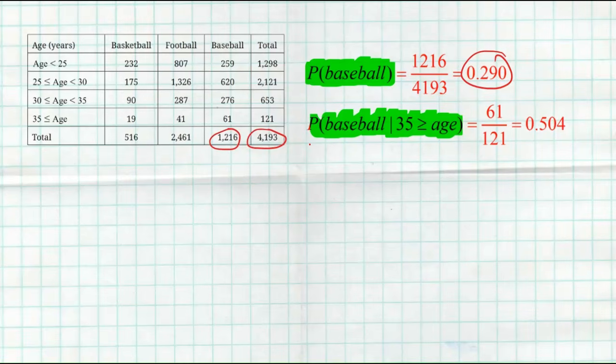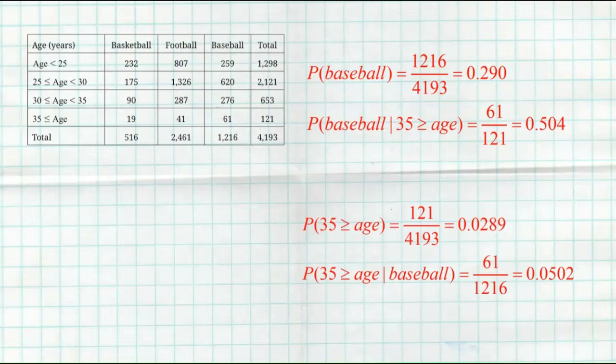But the moment we gave a restriction or a condition that you must be in that 35 plus age group, 61 of those 121 athletes are baseball players, showing that of all of the older athletes, 35 or older, 50% of them are baseball players. So that means that these two things are not independent. Clearly, if you're a professional athlete and you're older, you're way more likely to be a baseball player than any other sport. Basketball is way less likely and football is less likely as well, especially compared to baseball. Now, you also could solve this problem a different way by switching the order around.